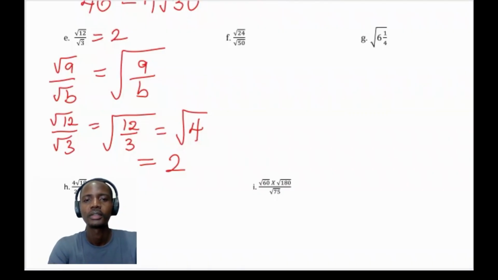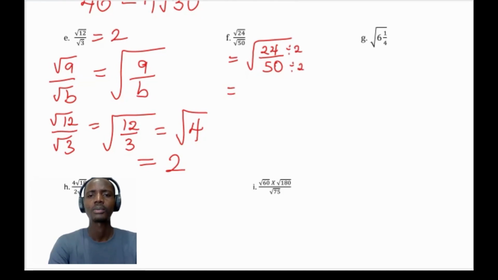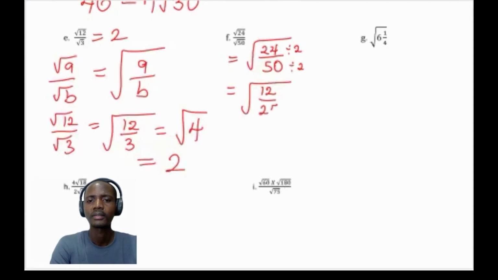So root 24 divided by root 50. All right, I can decide to write this as root 24 over 50. Then I think, is there a way I can simplify the fraction in the simplest form? So expressing that in the simplest form, I divide this by 2, I divide this by 2. So that gives root 12 over 25.